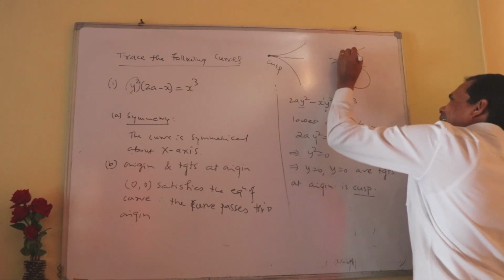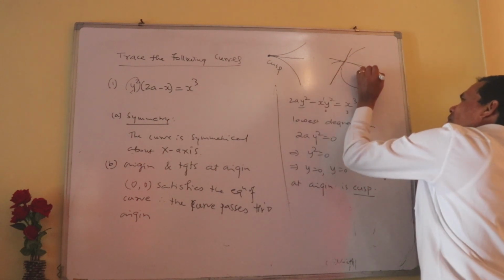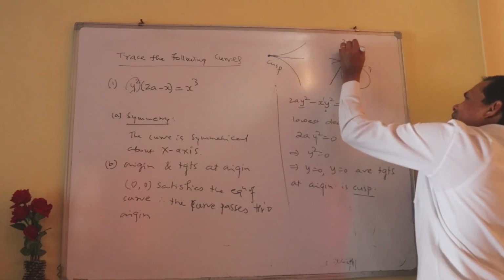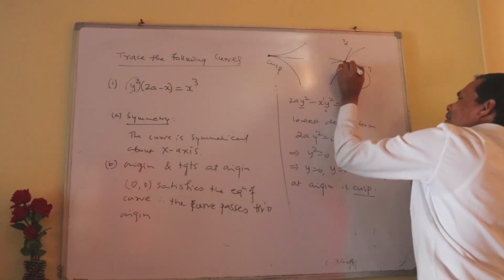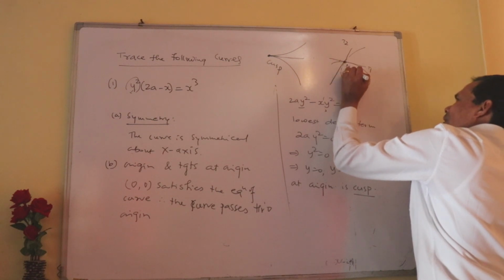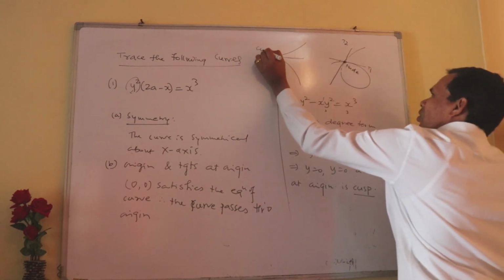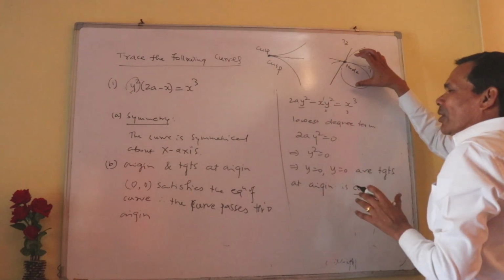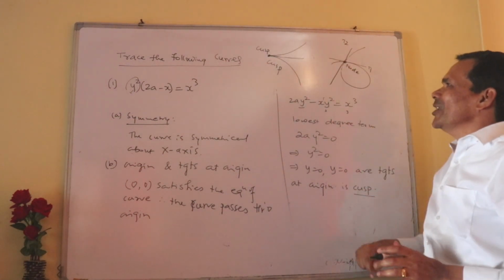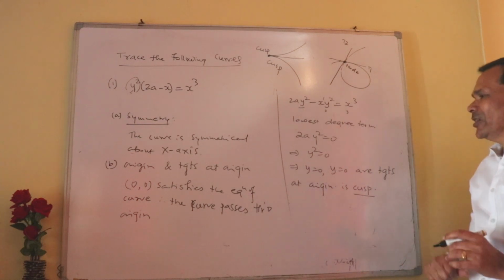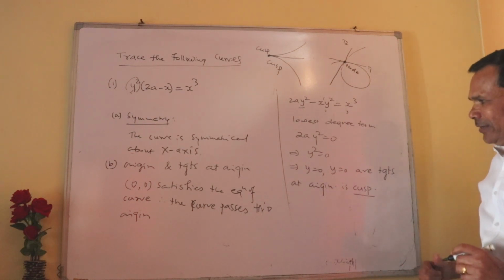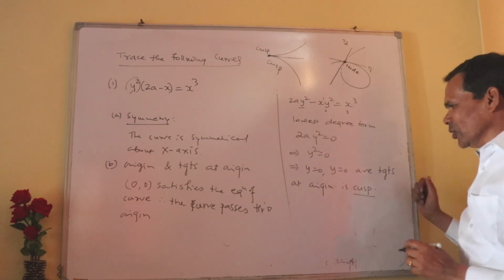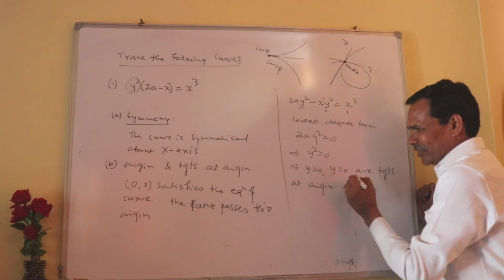Tangents are real at that particular point. So this is the first tangent, this is the second tangent. This point is called a node, and this point is called a cusp. Node means real tangents at that particular point. Cusp means coincident tangents or imaginary tangents at that particular point. So the origin is the cusp because two coincident tangents are there.